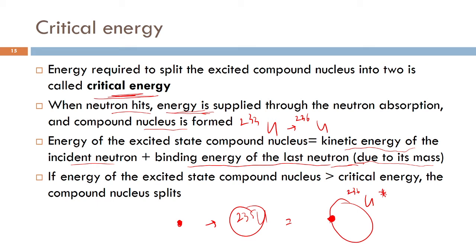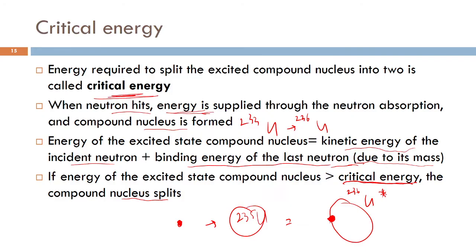Now if the energy of the excited state compound nucleus is greater than the critical energy, the compound nucleus will split. So critical energy is the energy that, if you can supply energy greater than the critical energy, the nucleus will split.